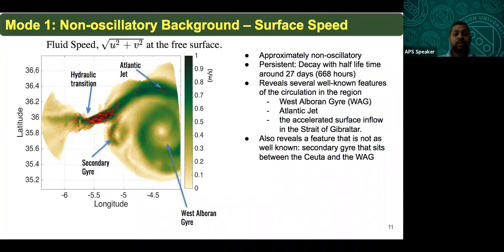First, we will talk about the background mode, or mode 1. That is a non-oscillatory mode, or background mode. It stays entirely through that time period. So this shows the surface speed profile. We can identify the Atlantic jet, gyres, and hydraulic transitions in this mode.